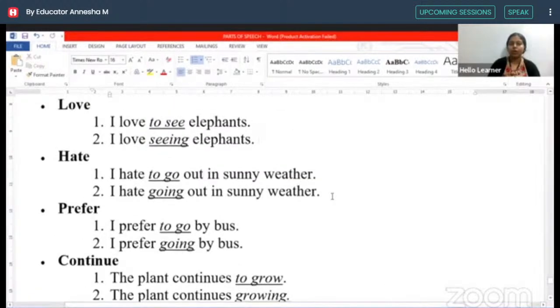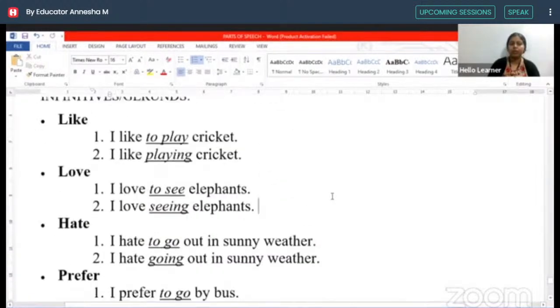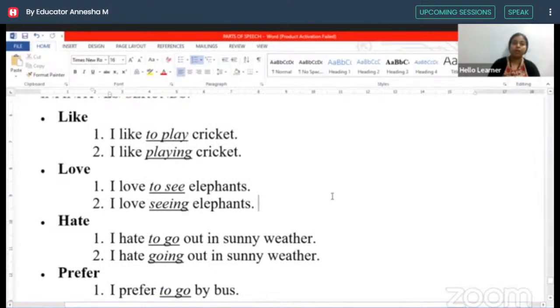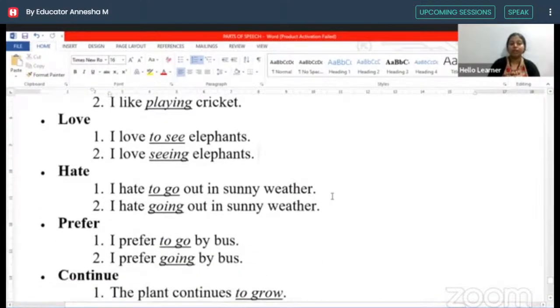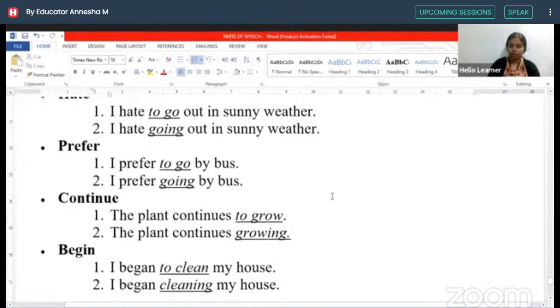So these are some of our verbs, six verbs here, and they have the same meaning regardless of whether we are using an infinitive with it or a gerund with it. All right, let's try with prefer, continue and begin. Any sentences with prefer, continue and begin? Tell me. Simple. Prefer, continue and begin. Who wants to try?